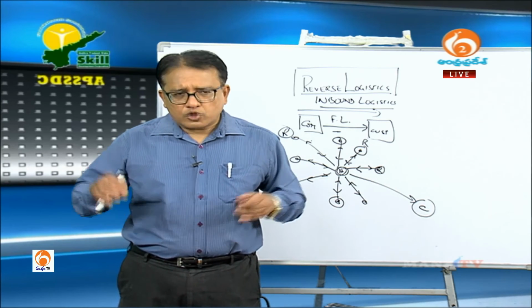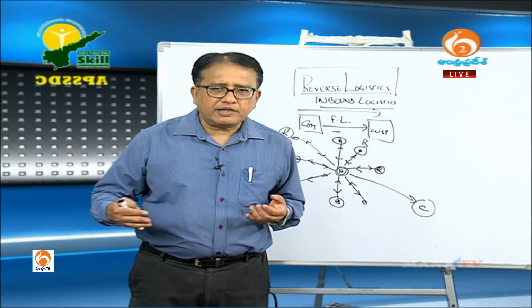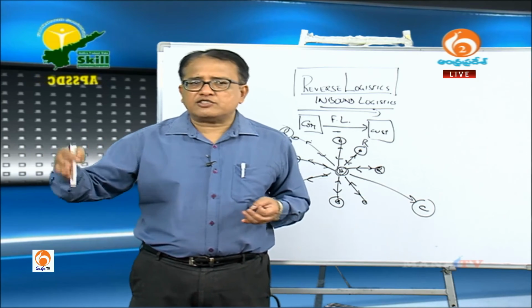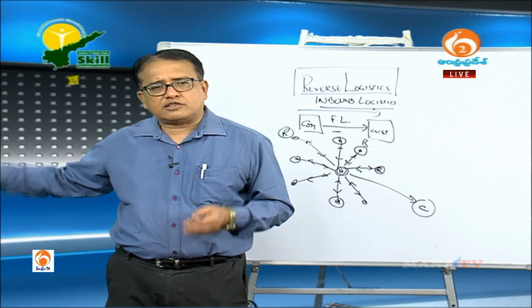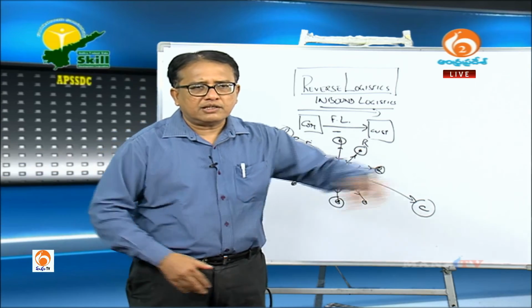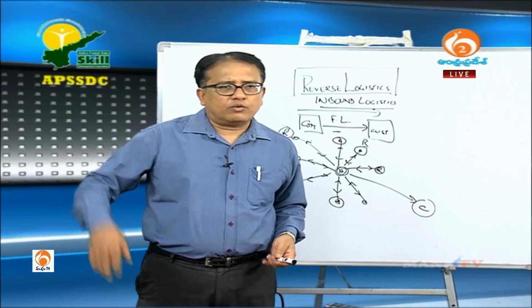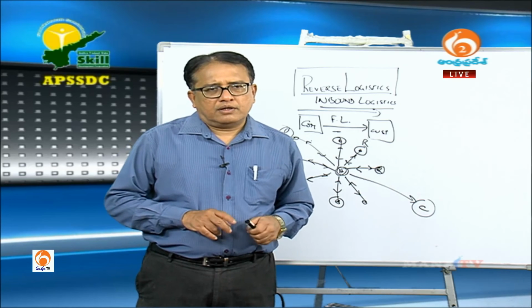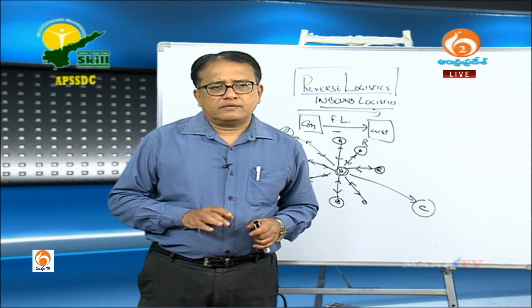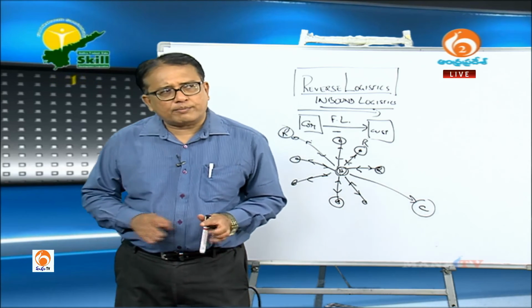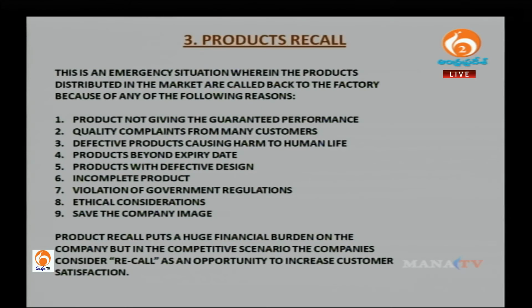So, the companies recall, that means they would ask the dealers or the distributors or the wholesalers or the stockists or the retailer to send back the entire shipment, whatever the shipment would be. To understand it better, let us go back to the slide. These are emergency situations where the products distributed in the market are called back to the factory because of 9 reasons.